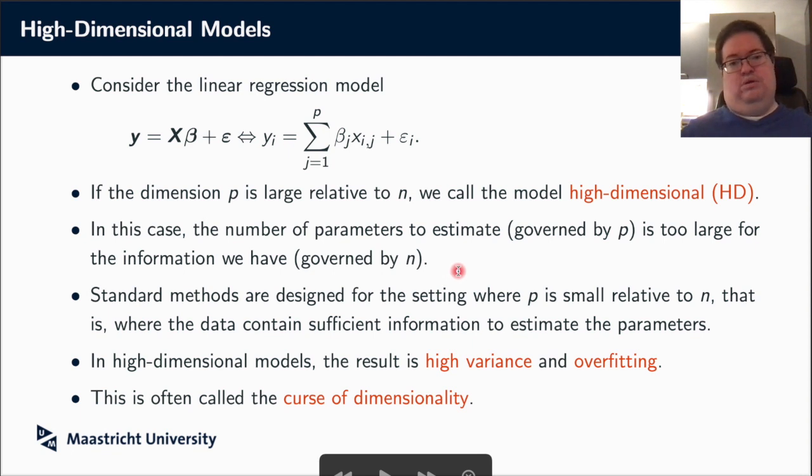In the case of the linear model, you would want to use ordinary least squares, for instance. What we will see is that if P gets large, this will break down, because these methods are not designed to handle such settings. They're designed for settings where P is relatively small, where you have enough information to estimate the parameters. So in this lecture I'm going to look at what happens if we apply standard methods to a high-dimensional problem. Two things are going to happen: high variance and overfitting. This problem, of not having enough information to estimate all p parameters, is what we call the curse of dimensionality.